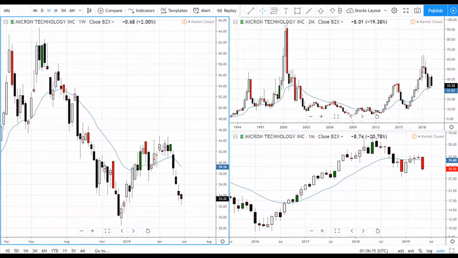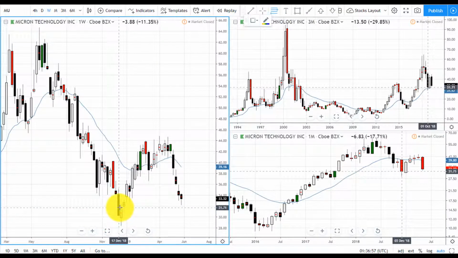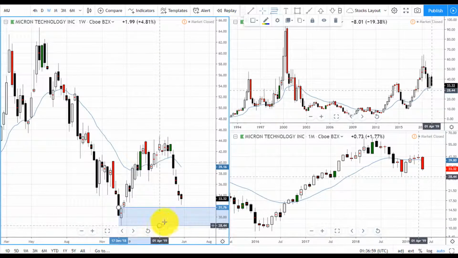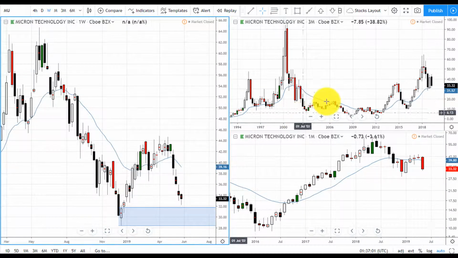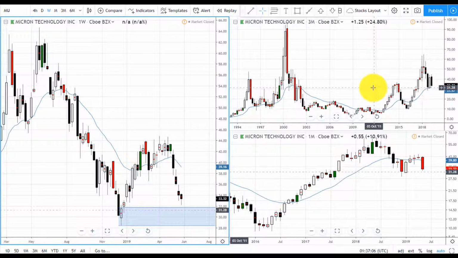So the question today is, are we going to see a bounce at this level down here on the weekly? This level here. Draw a demand zone down here. We're looking to go long down here, but let's do a time frame analysis first.